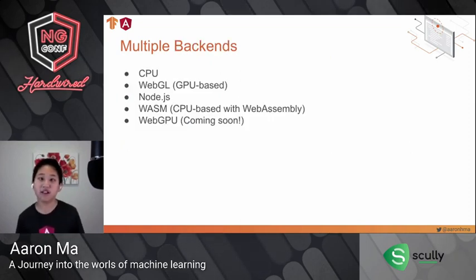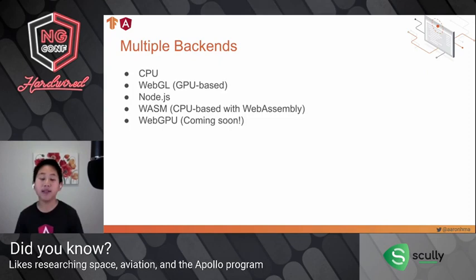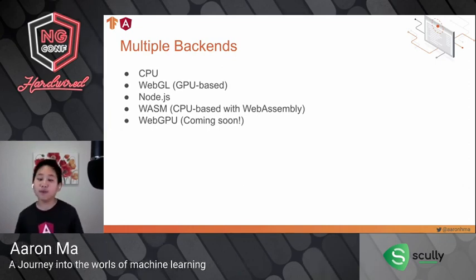So TensorFlow.js currently supports 4 backends. There's a CPU backend, which is available for all devices, a WebGL backend, which supports 53% of all devices, and is GPU-based, and a Node.js backend that allows models to run on the server, on the browser, and also Internet of Things devices, and also Wasm, which is CPU-based and allows C++ code to execute in the browser. Finally, WebGPU is coming soon, and it's expected to have even better performance than WebGL.